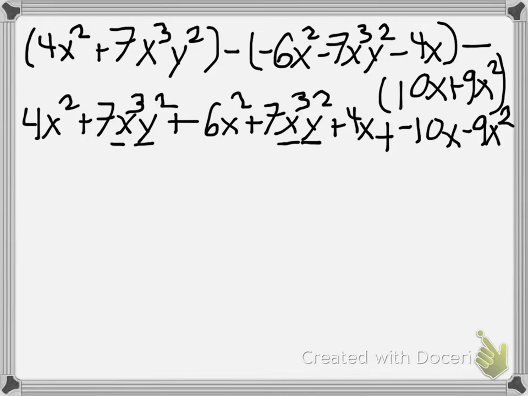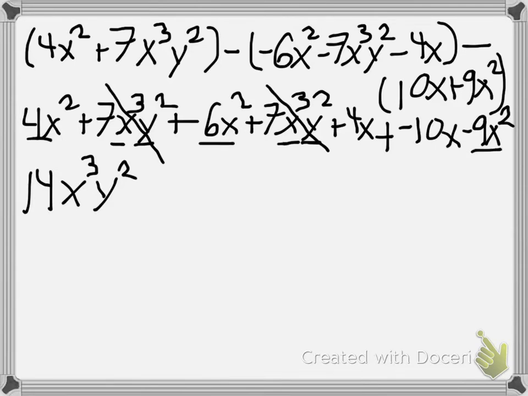What's 7 plus 7? 14. So I have 14x to the third y squared. Okay. Now, what's next? I look for my next highest power of x. What I like to do is a little cross out saying I've already done those. So I have x squared, I have an x squared, and I have an x squared. I have x squared here, x squared here, and x squared here. These are like terms, so I can combine them. So I've got 4 plus 6, which is 10, and I've got 10 minus 9, which is 1. Okay, so this becomes plus 1x squared, and now I'll cross through those.